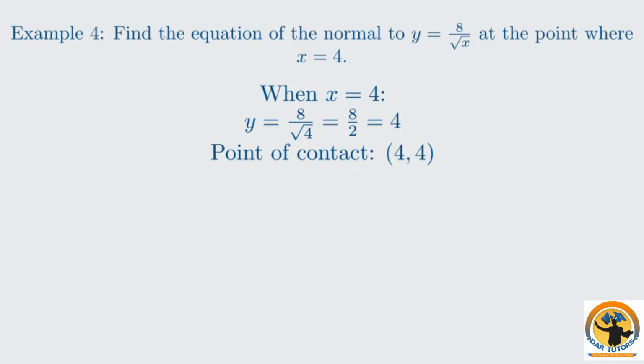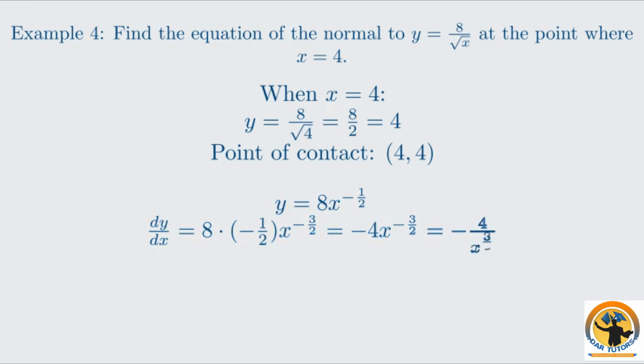Next, we need the gradient of the tangent at this point. We find the derivative, dy/dx. It's easier to differentiate if we write y as 8 times x to the power of negative 1/2. Using the power rule, dy/dx is 8 times negative 1/2 times x to the power of negative 3/2, which simplifies to negative 4 over x to the power of 3/2.